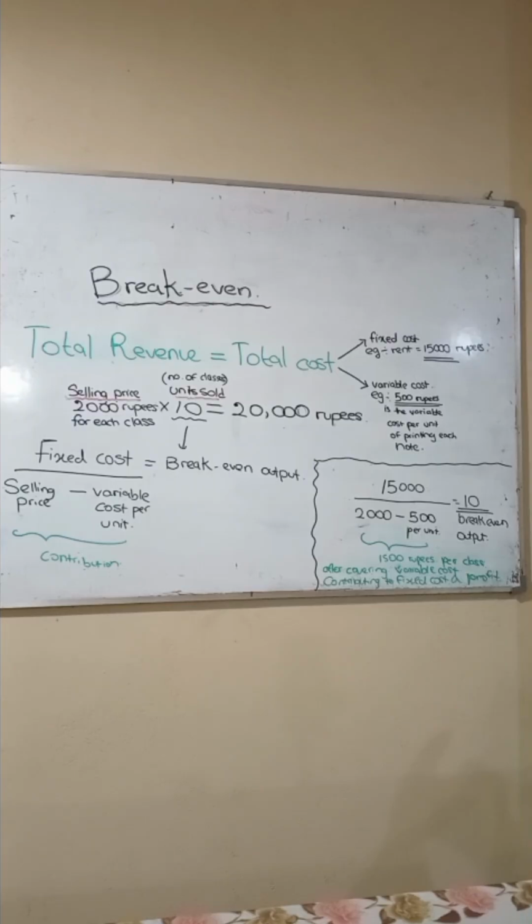If I don't have students, I don't have to print tubes, so my variable cost is going to be 0. If I get 10 students, I will have to print 10 tubes, which is going to cost me 5,000 rupees. So that is my variable cost, a cost that will change with the level of output. In my case, since I'm doing classes, it changes with the number of students that I get.